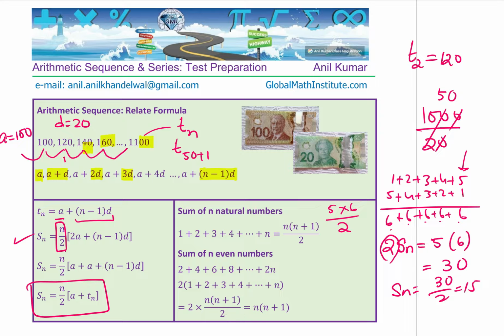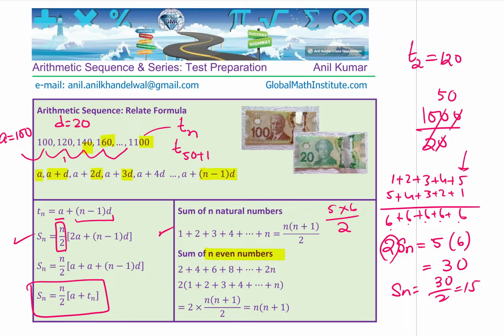So there were 5 terms, and when you're adding 1 to 5, 1 plus 5 is 6, so n plus 1, correct? n is 5, n plus 1, 5 plus 1 was 6, and twice that was added, so divide by 2 will give us the sum. So I hope you get the gist of it. How do we get the sum of natural numbers? Now you can work out similar strategies to find the sum of even numbers.